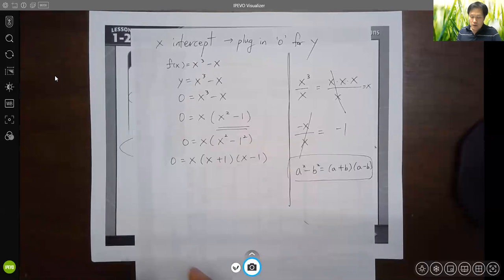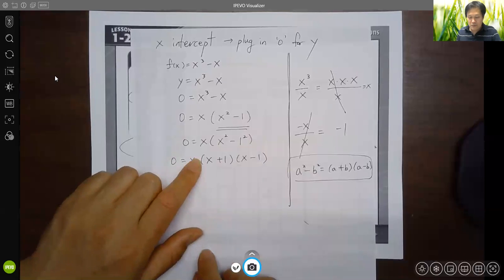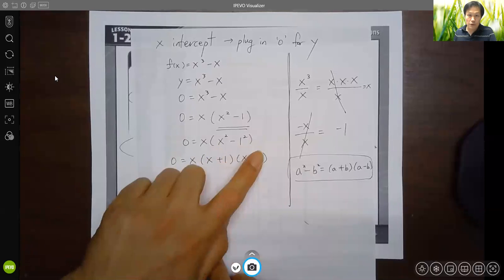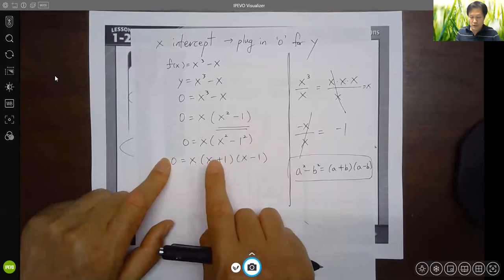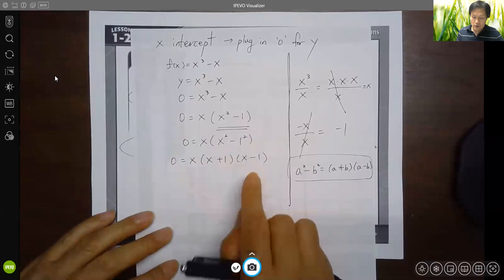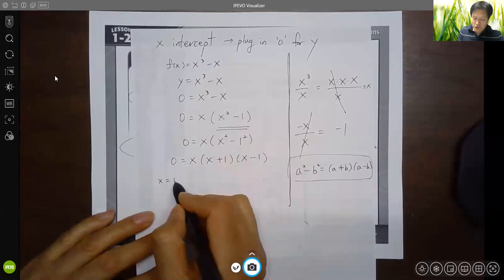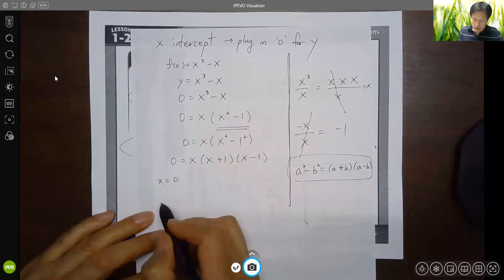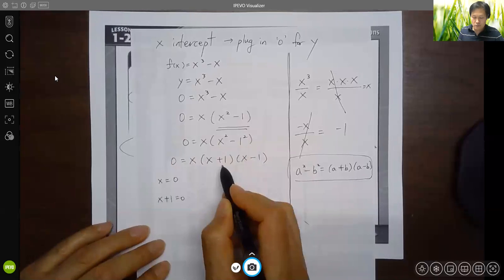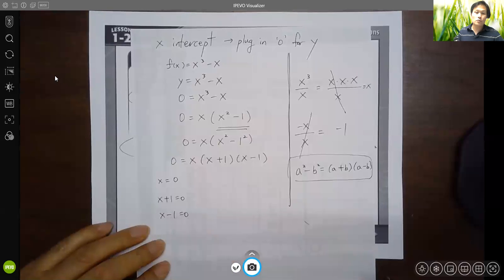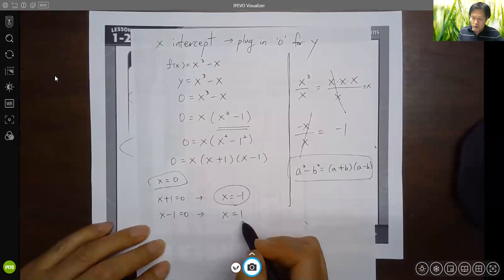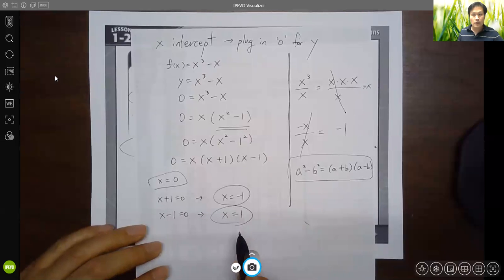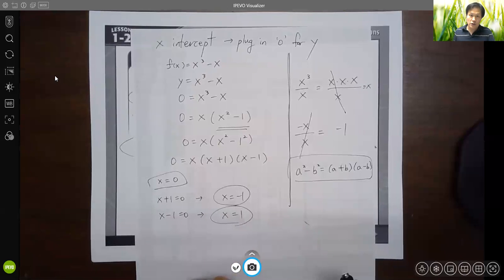Factoring is done. This product equal to 0 means any of the factors could be 0. So you let each factor equal 0: x equals 0, x plus 1 equals 0, x minus 1 equals 0. Solve for x. This one is already done. X equals minus 1. X equals 1. We got 3 answers here. This is how you solve algebraically.